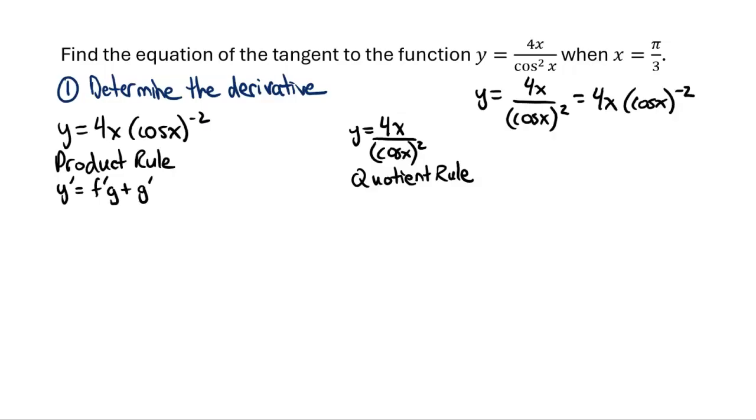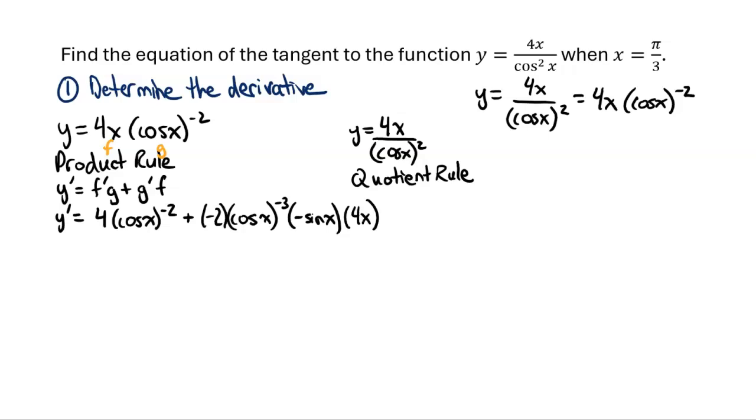The product rule says that the derivative is equal to the derivative of the first part of the function, f, times g, plus the derivative of the second part of the function, g, times f. So we take the derivative of 4x, and it's 4, and then g is cos x to the negative 2. And we take the derivative of g, which is negative 2 times cos of x to 1 degree less, so it's negative 3. And then we take the derivative of the inside now, which is negative sine x, the derivative of cos x. And then we multiply that by f, which is 4x.